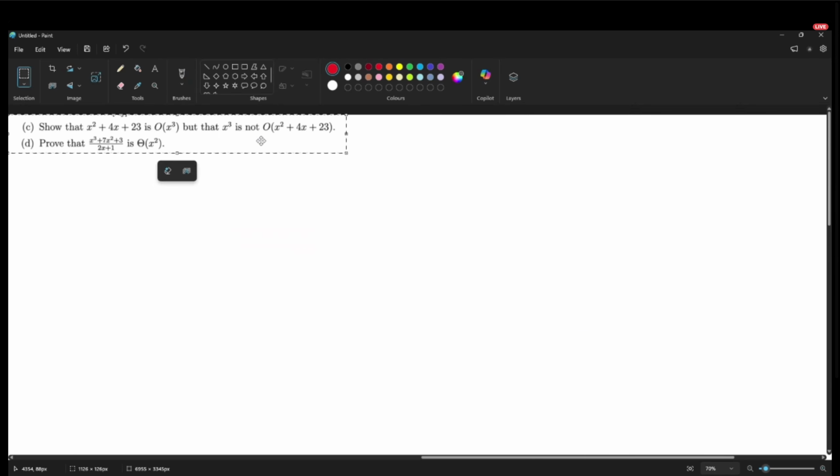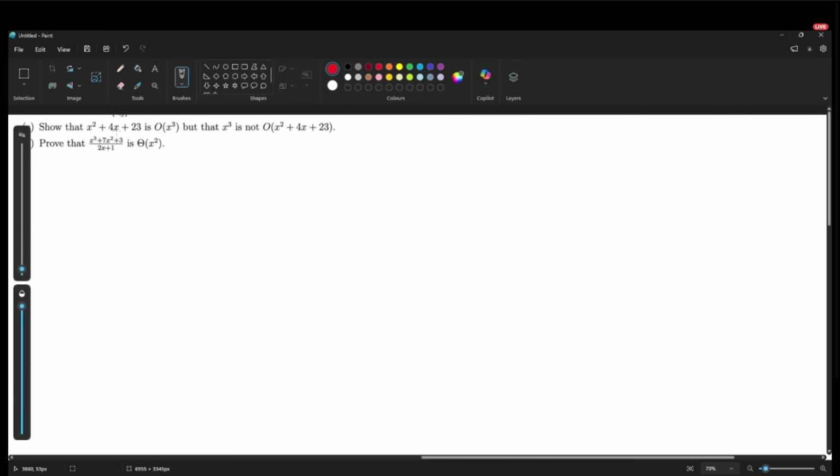Okay, so this question: show that x squared plus 4x plus 23 is O of x cubed, but that x cubed is not. There's really multiple ways to do this. There's one way, which I'll denote with black, which is basically that you want to show that x squared plus 4x plus 23 is less than or equal to some number.